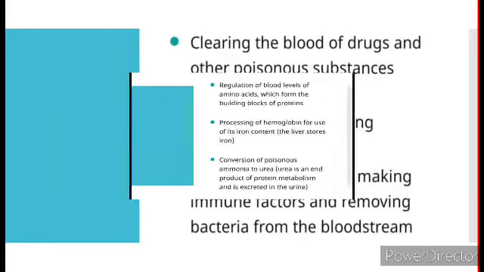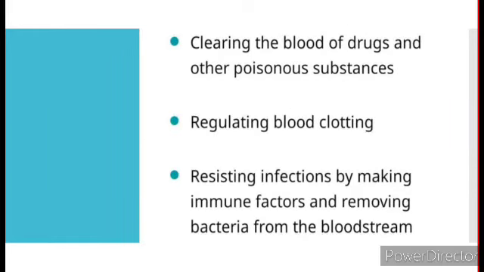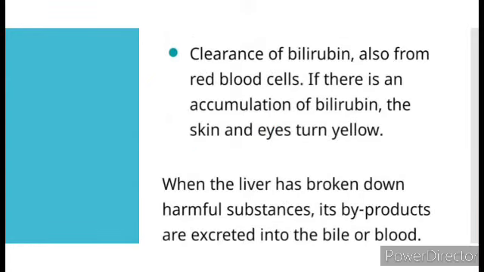Next important function is clearing the blood of drugs and other poisonous substances, regulating blood clotting, resisting infections by making immune factors, and removing bacteria from the bloodstream. So, when the liver has broken down harmful substances, its byproducts are excreted into the bile or blood. These bile byproducts enter the intestine and leave the body in the form of feces. Blood byproducts are filtered out by the kidneys and leave the body through urine.